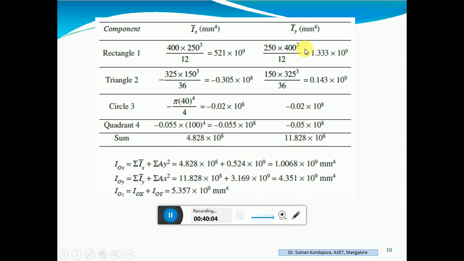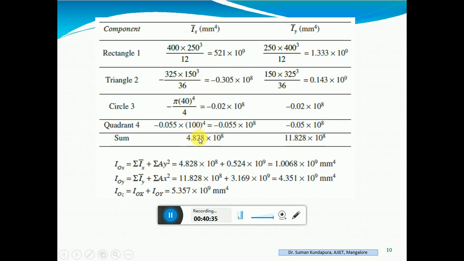Iy bar is db cubed by 12 for the rectangle, db cubed by 36 for the triangle, and for the circle it is the same. Okay, Iy bar also is the same. For the quadrant also it is the same. Then sum up everything and find out what is IOX.